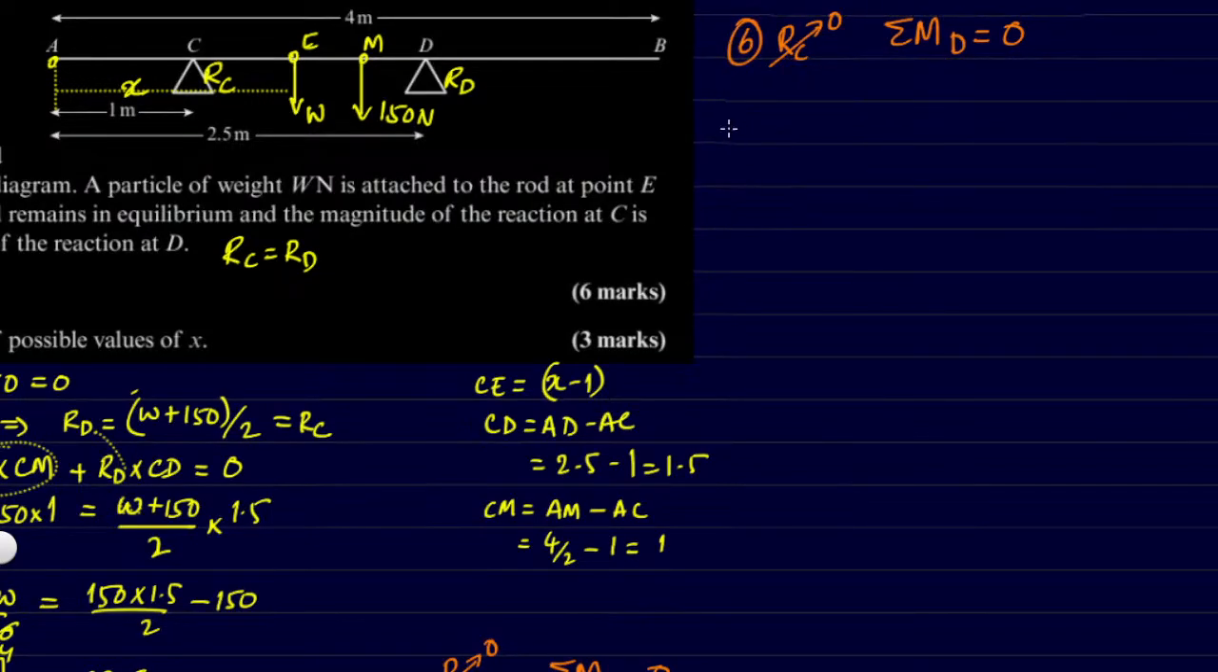MD. So take moments about D point. W into ED, no? Yes. This is anti-clockwise, so plus 150 into MD. This is also anti-clockwise, so plus. Correct? Yes. And RD.